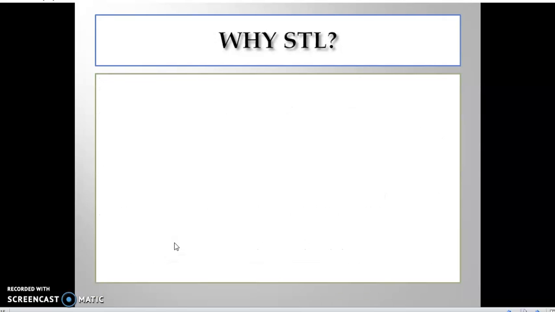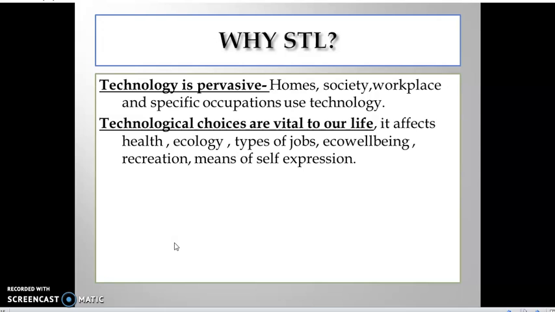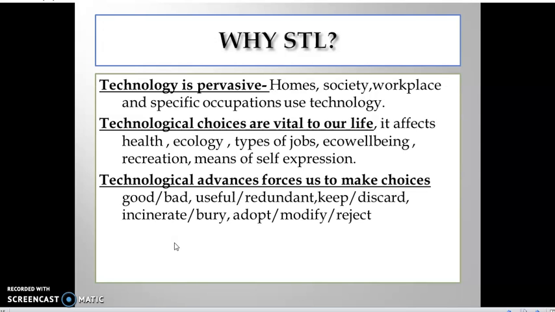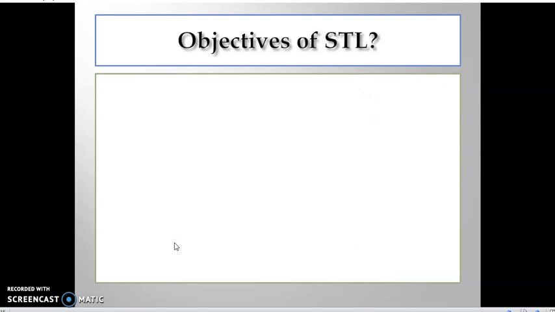We were also discussing why STL is important. We understood that technology is pervasive. Technological choices are vital to our life. Technological advances force us to make choices for ourselves, and knowledge about technology is vital in today's world. So today we will discuss the objectives of STL, what exactly scientific and technological literacy is aiming at.